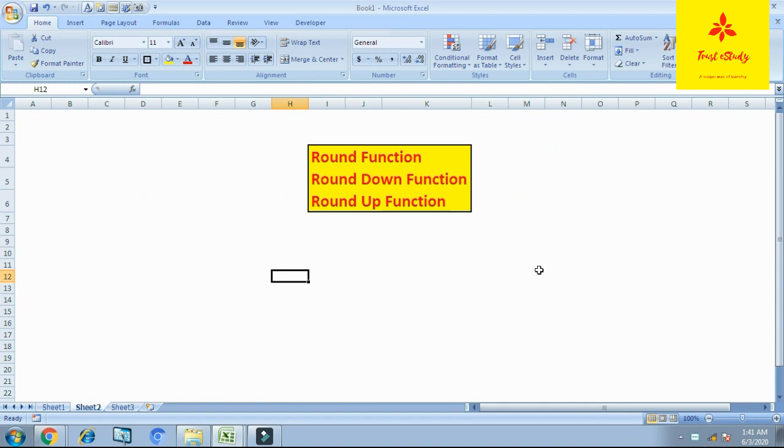Round function, round down function and round up function. So let's start with the first function called round function.